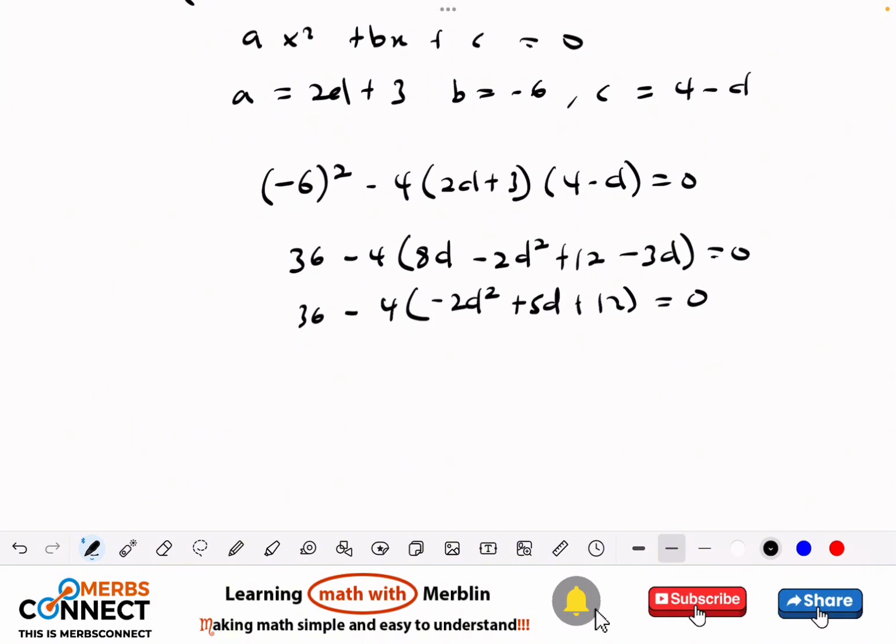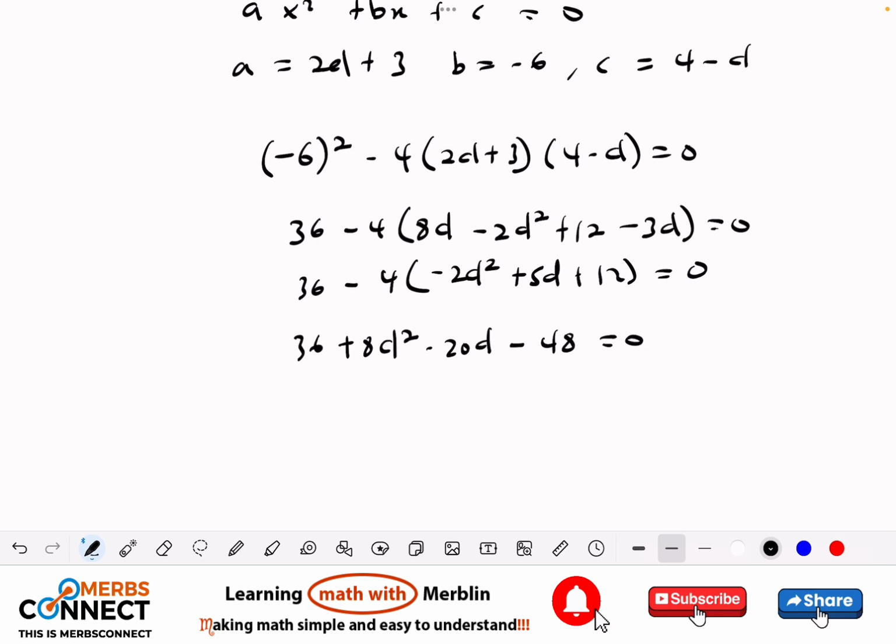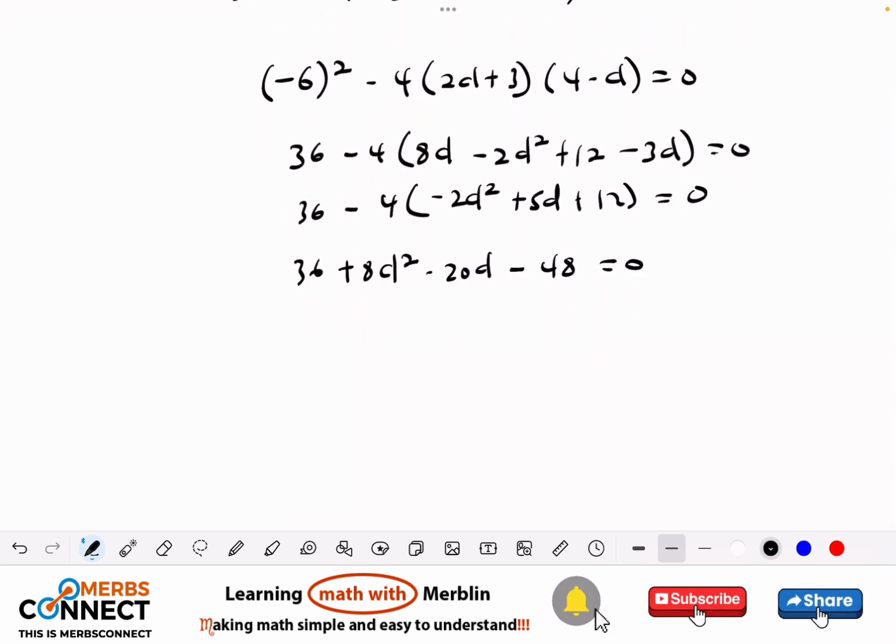And then let's multiply through by 4. We are going to have 36. Then minus times minus will be positive, 4 times 2 will be 8, so plus 8d squared. Then minus 4 times 5 is going to give us minus 20d. And then minus 4 times 12 is going to give us minus 48, and it's equal to 0. So let's make sure that this is in the form of a quadratic, right? So 8d squared, and then minus 20d. Then 36 and minus 48 is going to give us minus 12 is equal to 0.